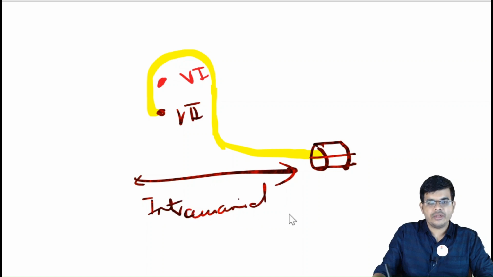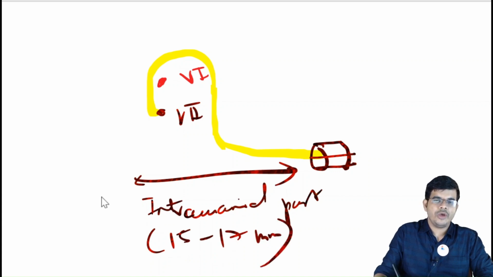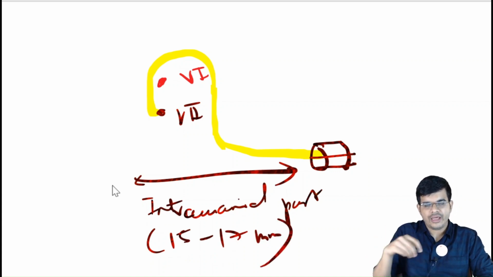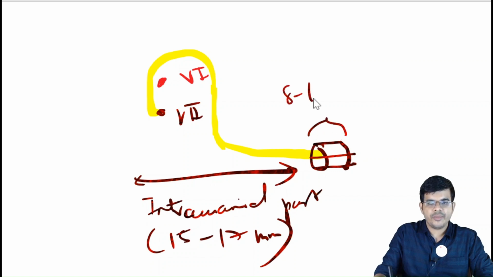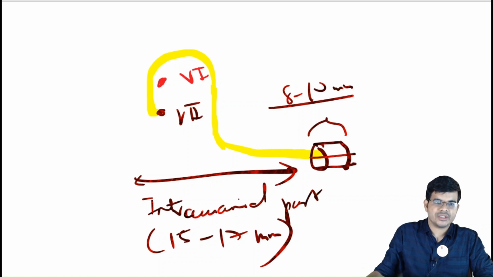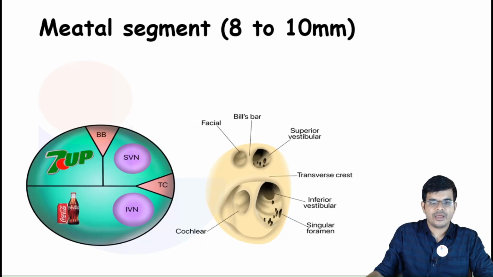Okay, the intracranial part is about 15 to 17 millimeters in length. You have to remember the length of the various segments also. That is important. And the meatal segment that is seen next is about 8 to 10 millimeters in length. Why? Because the internal auditory meatus is about 1 centimeter in length, so it will be 8 to 10 millimeters in length, right?